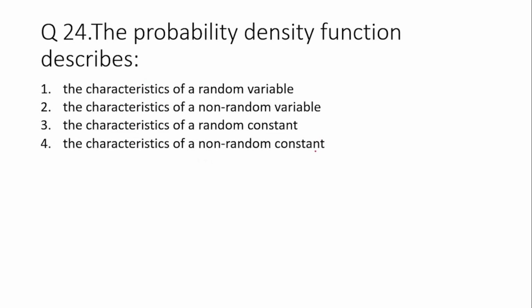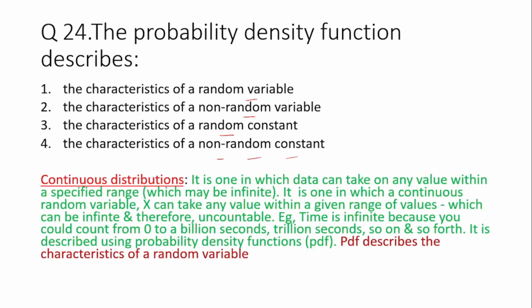The probability density function describes what? The characteristics of a random variable, the characteristics of a non-random variable, the characteristics of a random constant, or the characteristics of a non-random constant. So what exactly is PDF we need to know. Okay, this entire thing is a part of something called continuous distributions, right? Now what is continuous distributions? It is one in which data can take on any value within a specified range, right?